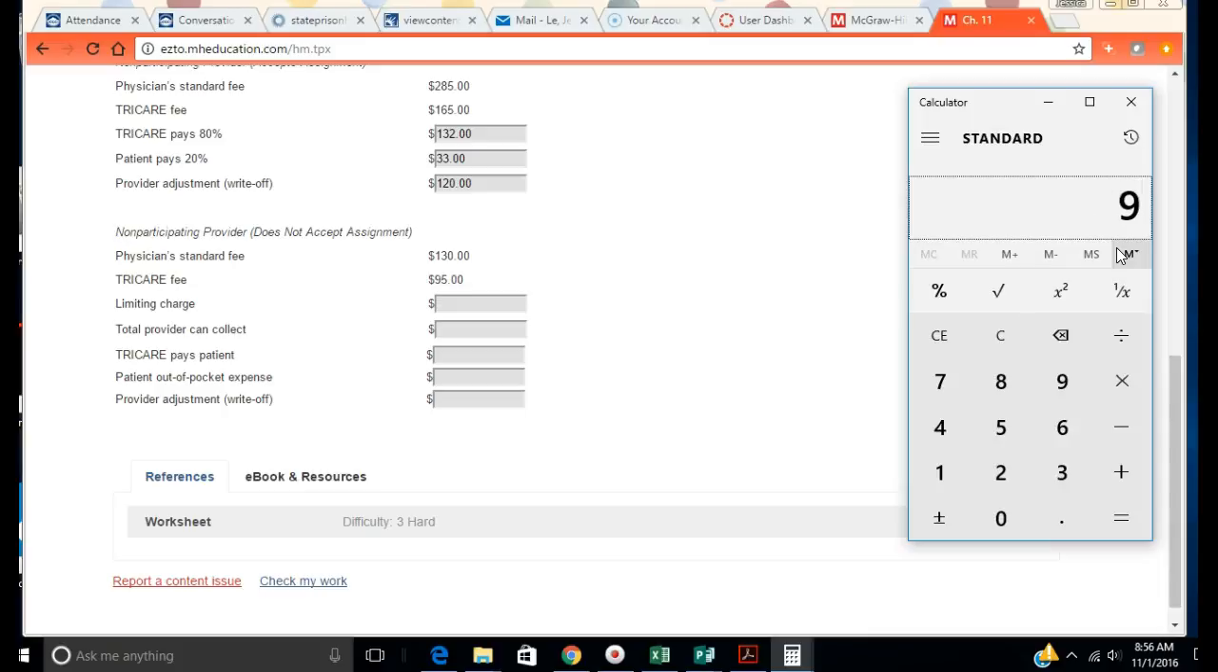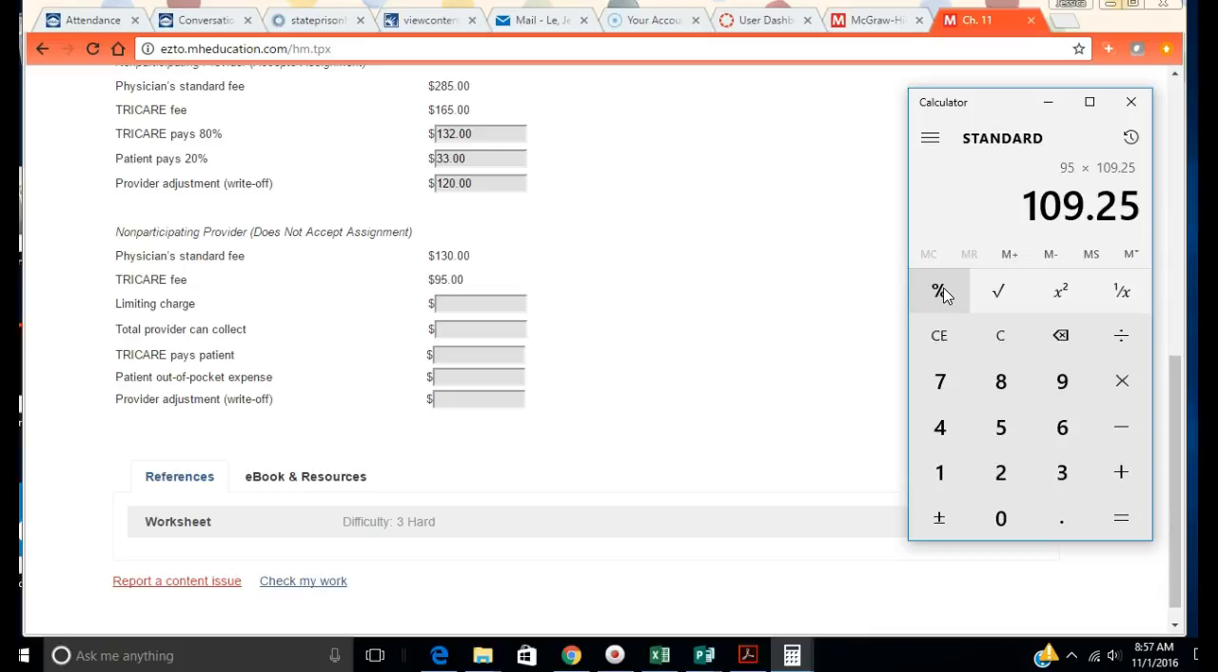So 95 times 115% gives you 109.25. So 109.25 is what's going to go in the limiting charge. That means that that's all that the provider can collect, because they can only collect 115% of the approved amount, or of the allowable charge, which is the same thing as the approved amount. So the total the provider can collect will also be 109.25.